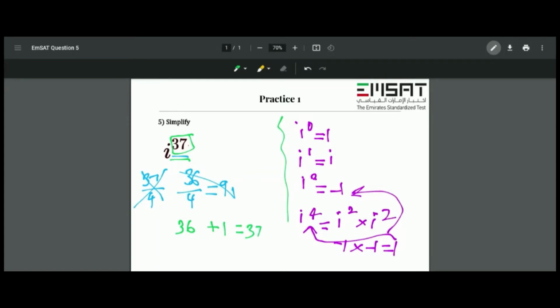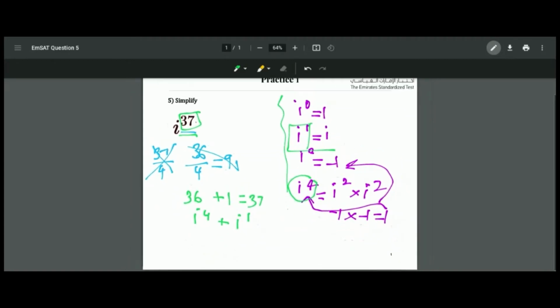As we did, 36 is divisible by 4, so we take i to the power of 4 for 36, plus 1, and the 1 is i to the power of 1. Here, i to the power of 4 equals 1, times i to the power of 1, which equals i. So 1 times i equals i, and this is the answer.